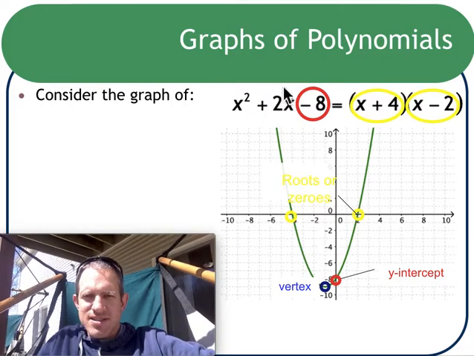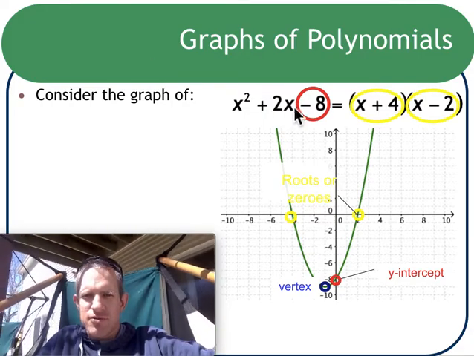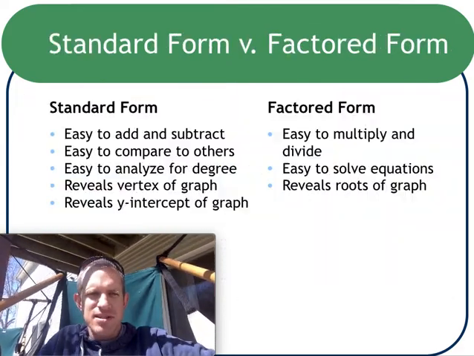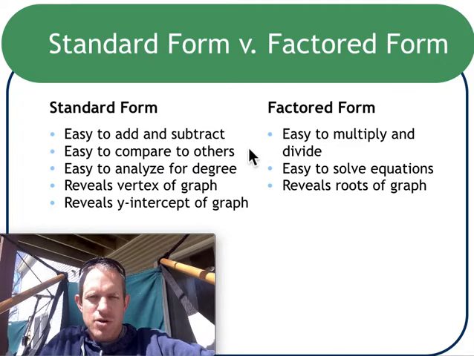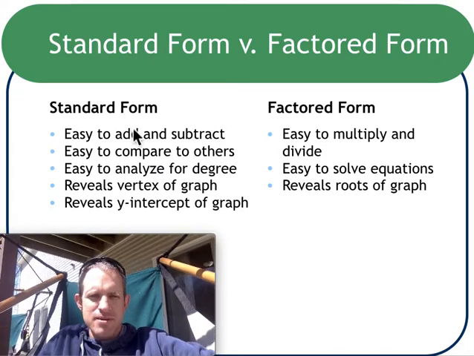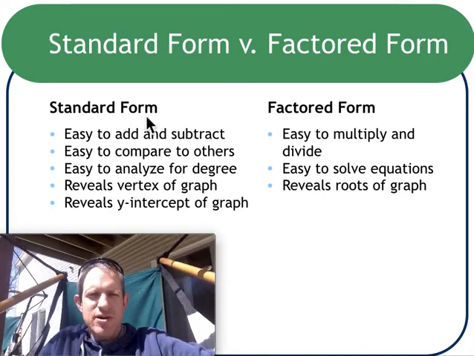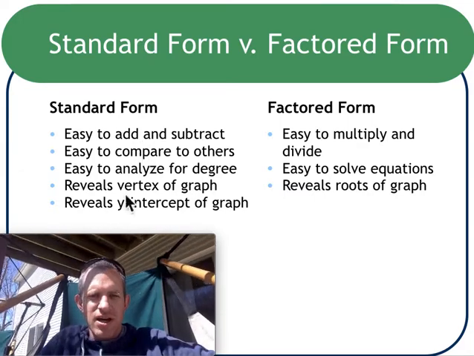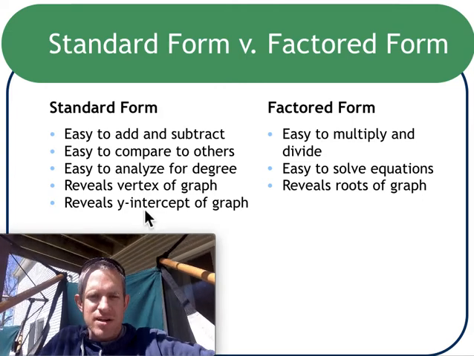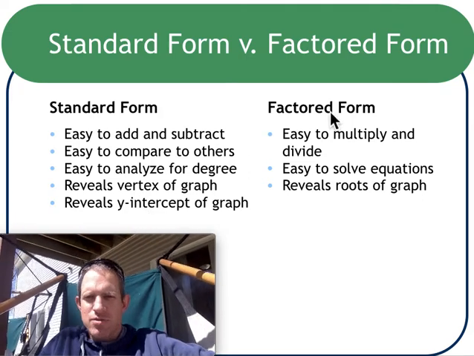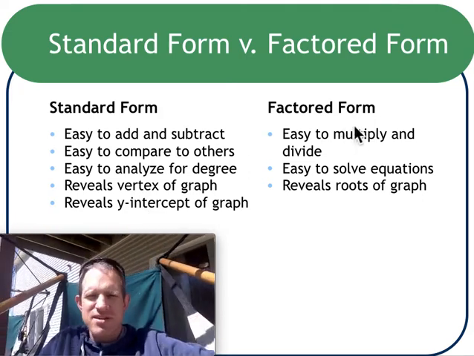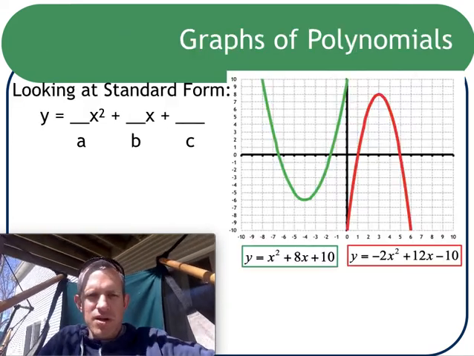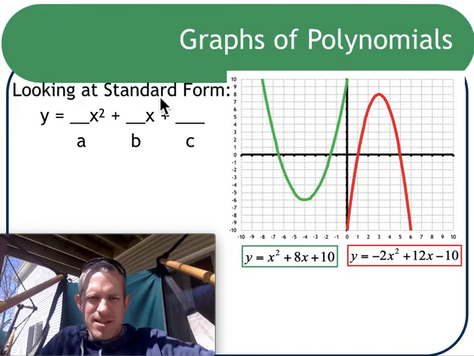What I want you to realize is that these two different forms, standard form and factored form, can tell us different things about the graph. You probably have this in your notes already. Standard form is when it's x squareds and x's and numbers. That's easy to add and compare and look at the degree. It also helps us with the vertex and the y-intercept. In the next video, we'll focus on factored form and what it can tell us, but primarily it helps us find those roots. So let's look a little more carefully at standard form.